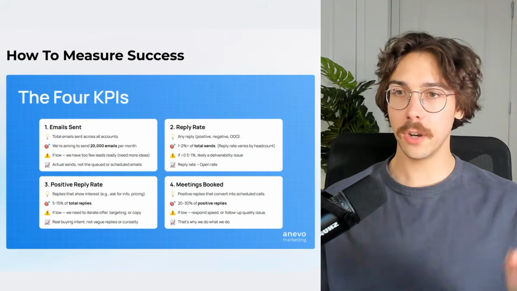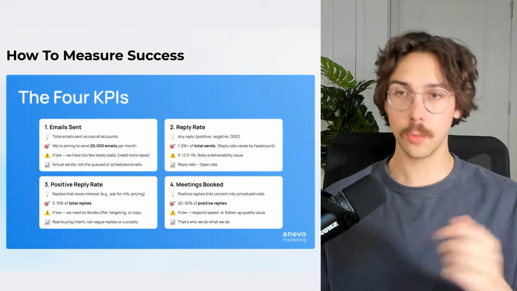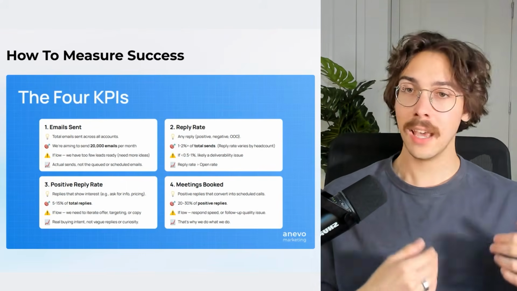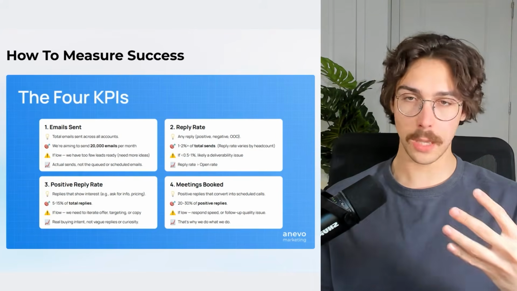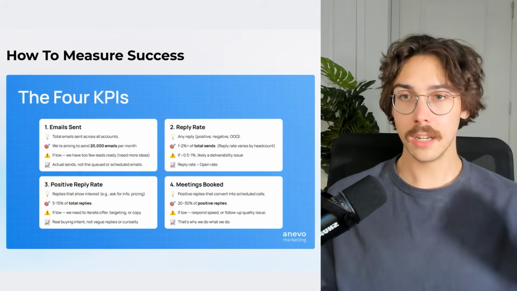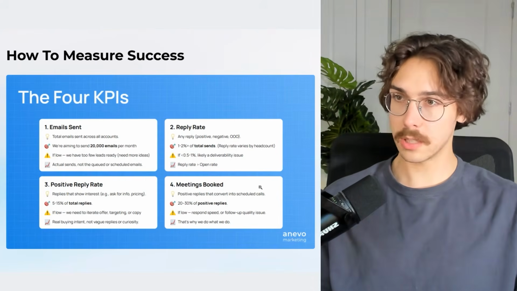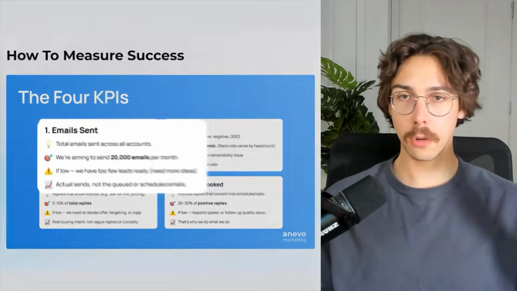The screenshot here is from our onboarding deck that we present to our customers when they onboard with us and we manage their cold email sending. And we want to educate them on the 4 different KPIs that we use to measure success. So I'm going to share this with you to show you what you can measure to see if your campaigns are successful. So the 4 different metrics are: number 1, emails sent.